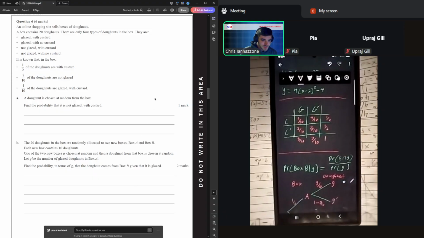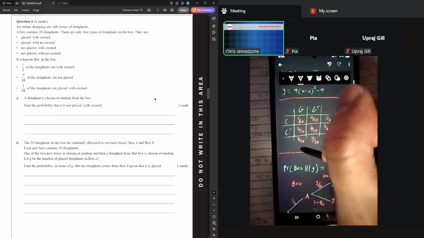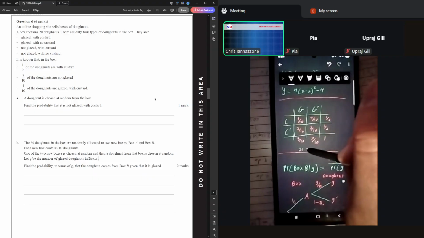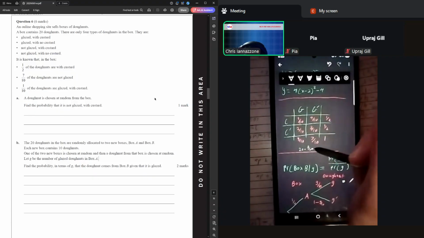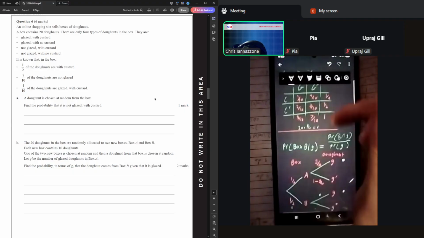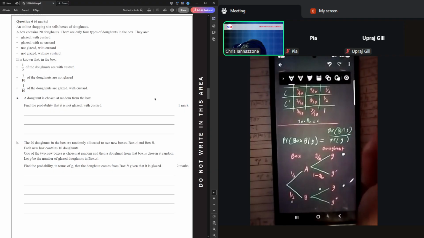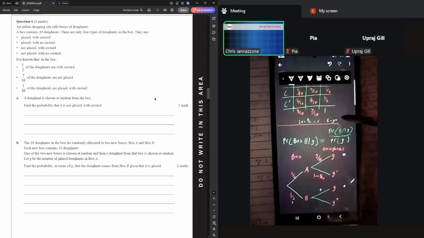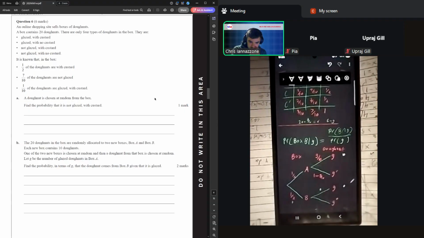Cool. So, to figure out how many glazed we even had, it was 3 out of 10. So we actually ended up having six glazed donuts, because we started with 20, and 3/10 of them were glazed. They cancel down, giving you 6 glazed. So if G made it into box A, then 6 minus G must have made it into box B.